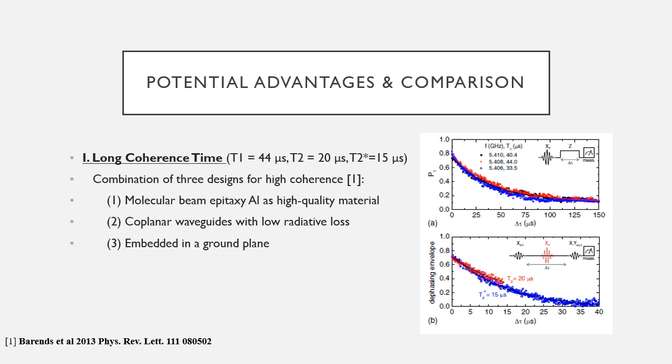I will address the advantages of the Xmon qubit based on how well it fulfills the target of building a surface-code quantum computer. The Xmon qubit has a long coherence time. In fact, the developers combined together 3 designs for high coherence. First, they used the molecular beam epitaxy aluminum as high-quality material. Second, they used coplanar waveguides, which have low radiative loss. Third, they embed the architecture on a ground plane and use the aluminum lines at the capacitor ends to tie the ground planes together.